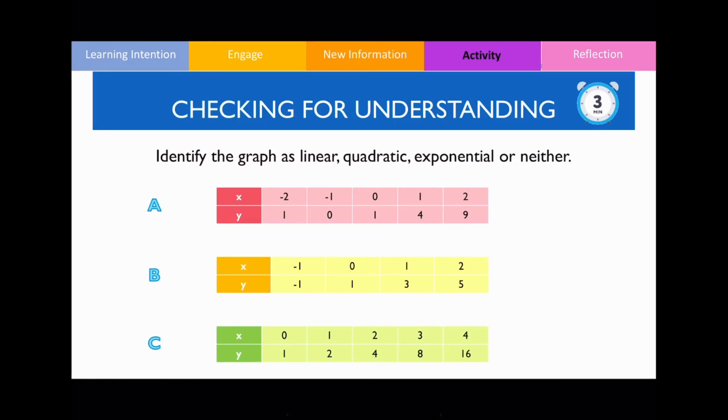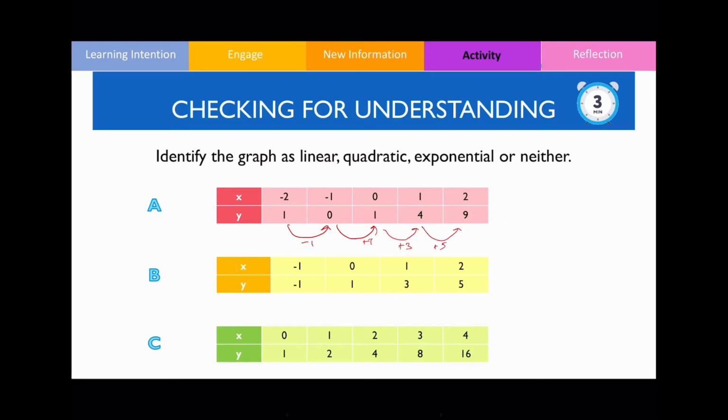For the very first question, part A, we can clearly say that this is not an example of a linear relationship because it doesn't increase by the exact same rate. In this case over here, from 1 to 0, that's going down by 1. From 0 to 1, this now increases by 1. From 1 to 4, this increases by positive 3. And 4 to 9, this increases by positive 5.